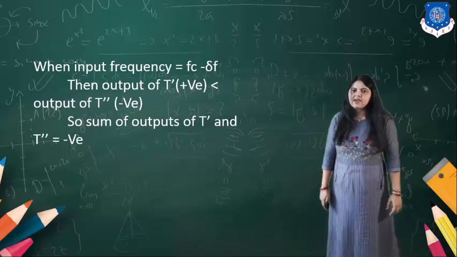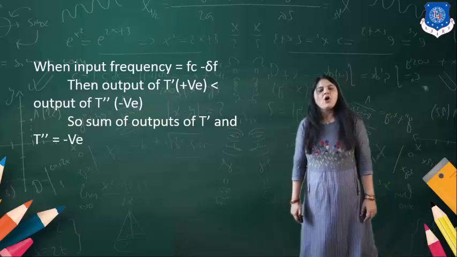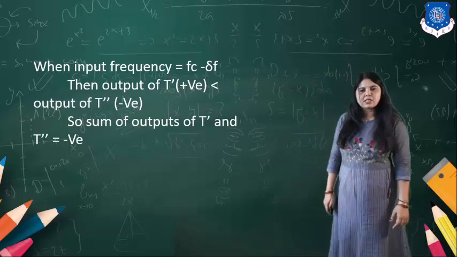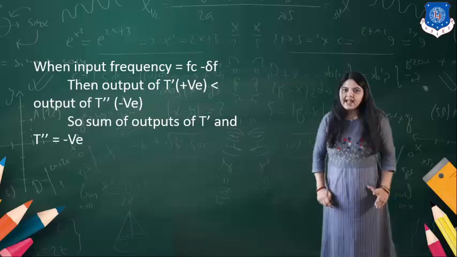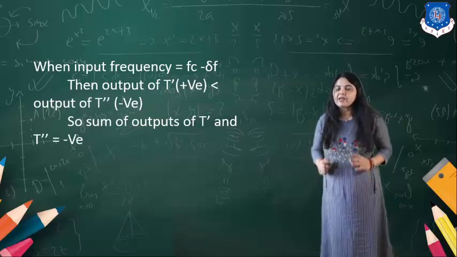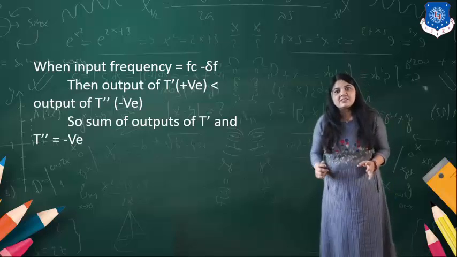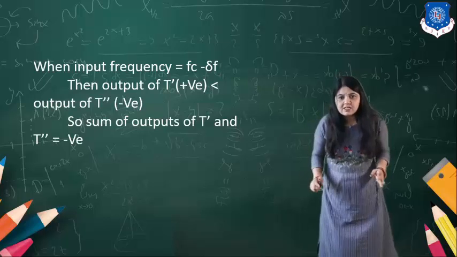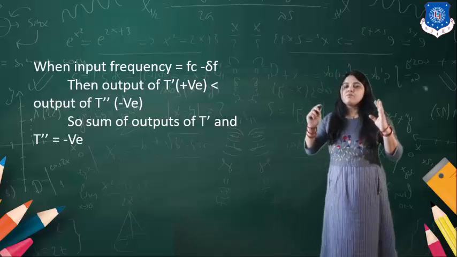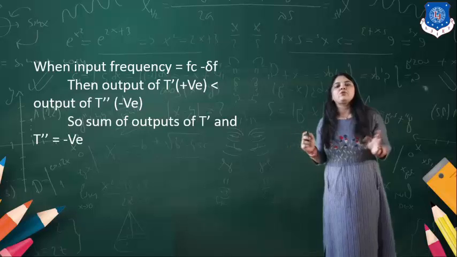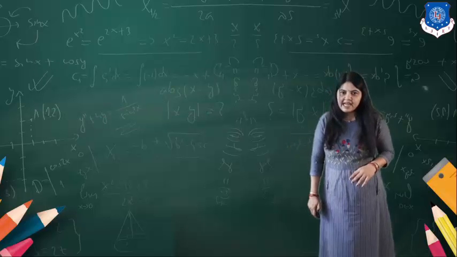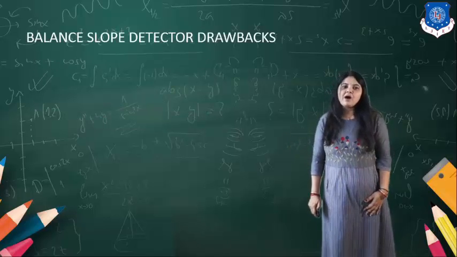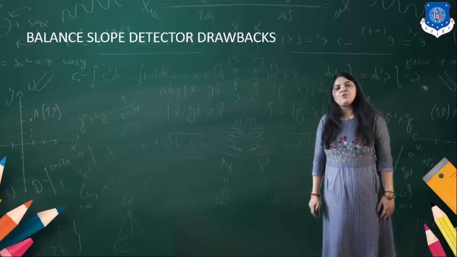This way we have the output of the balanced slope detector, and accordingly we can conclude that the balanced slope detector gives an output that is more linear compared to the slope detector. So this is about the balanced slope detector.